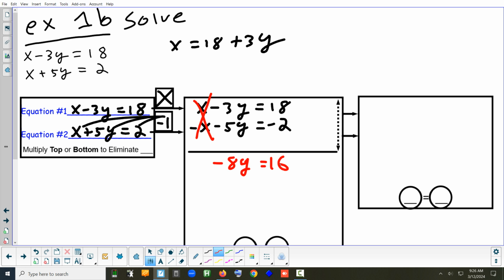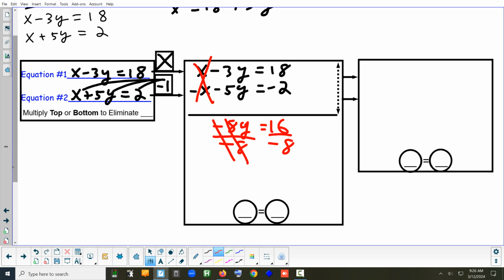Sam, what's my last step to get y by itself? Divide 16 by -8. Yep. So divide both sides by -8. That's going to cancel out everything that's on the left. And then on the right, Lily, what's 16 divided by -8? -2. Yep. So now we get -2 for y.